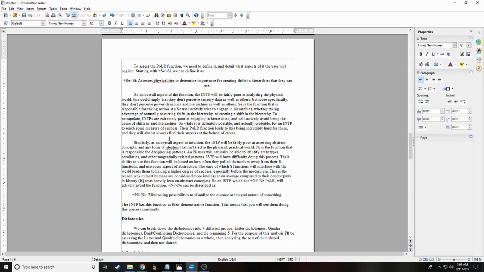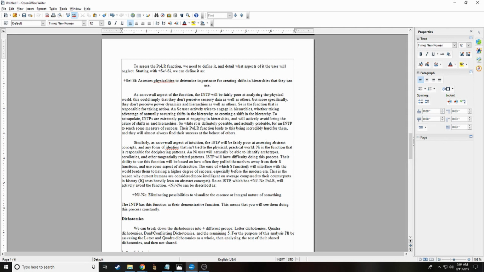Okay. Similarly, as an overall aspect of intuition, the ISTP will be fairly poor at assessing abstract concepts and any form of ideation that isn't tied to the physical, practical world. NI is the function that is responsible for deciphering patterns. An NI user will naturally be able to identify archetypes, corollaries, and other tangentially related patterns. ISTP will have difficulty doing this process. Their ability to use this function will be based on how often they pulled themselves away from their S functions and use some aspect of abstraction.